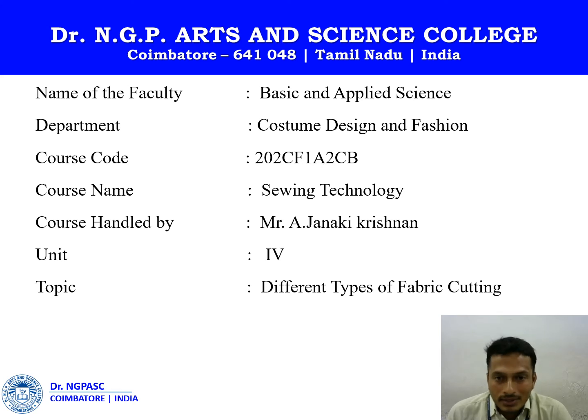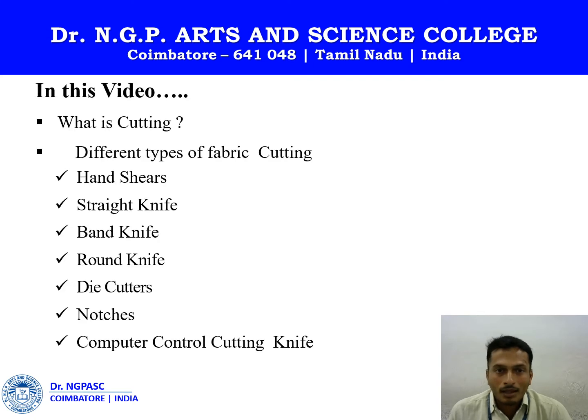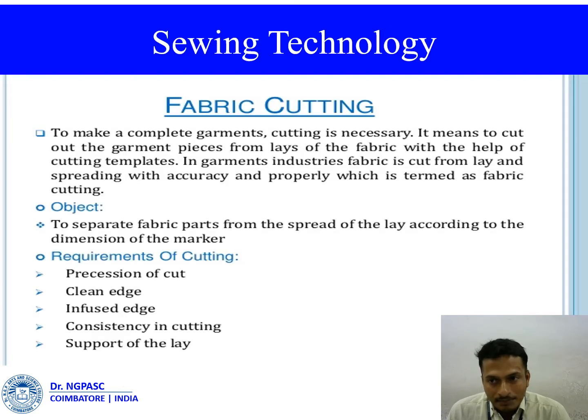Today we are going to see the different types of fabric cutting. In this video, what do we mean by cutting, and what are the different types of cutting methods used in the garment industry, like the hand shears, straight knife, band knife, round knife, die cutters and notchers, and computerized control cutting machines. These are the different types of cutting machines used in the garment industry.